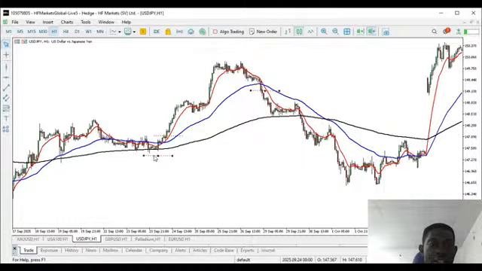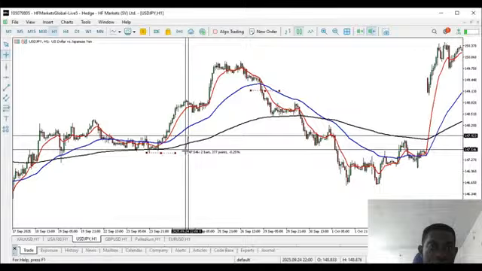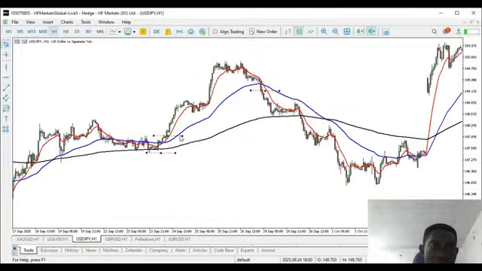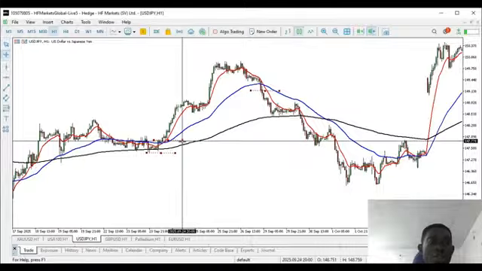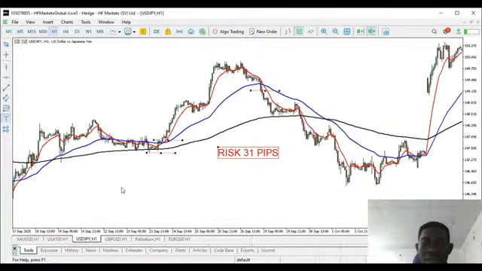And then here, how much are you risking? This is USD JPY now. How much is your risk? You are risking how many pips? 45 pips. It's not even up to 45, because this is where the price will be when the two lines have crossed. The risk is 31 pips.